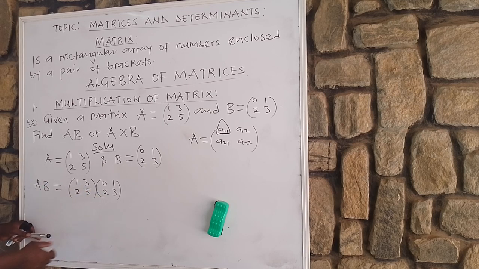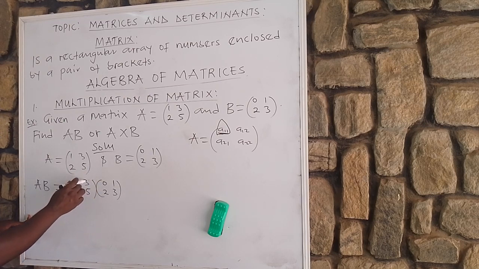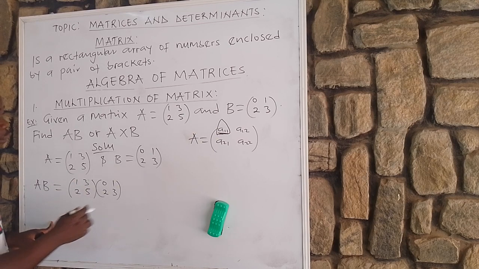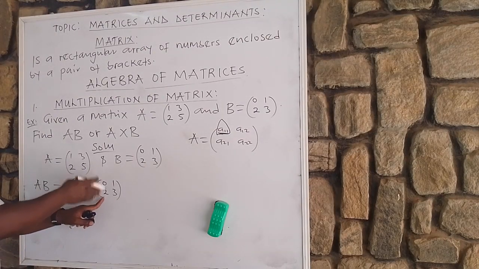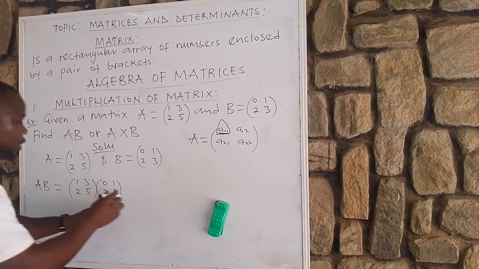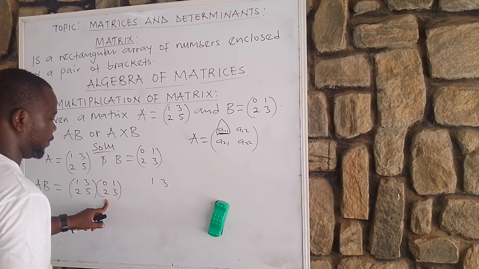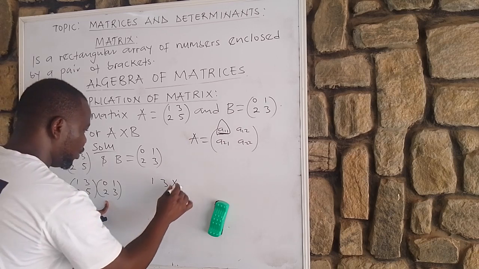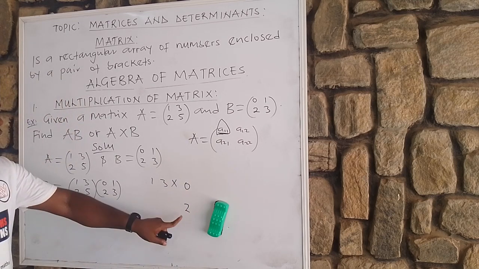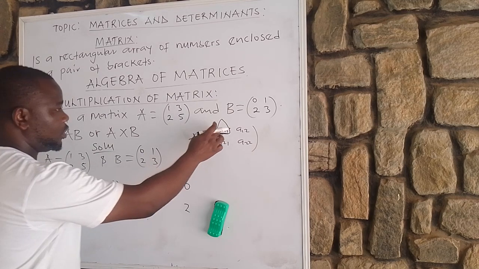This is the rule. This is row 1, isn't it? For you to obtain A11, you use row 1 to multiply column 1 of B. So look at it. 1, 3 times 0, 2. Yeah, look at it. 1, 3 times 0, 2. So it will give you this.